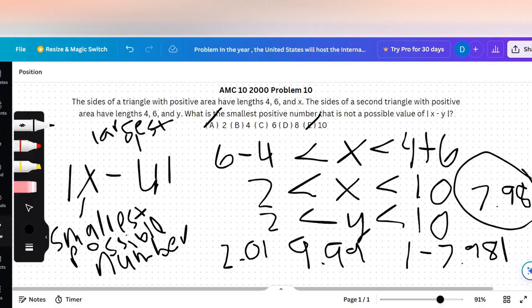And even if we try, let's just say 2.000001 or 9.999999, we still can't get 8, because the triangle restricts us. If you have 10 as y, which we can't do, and 2 as x, which we can't do either, then we can get 8. But the inequalities of the triangle restrict us. So the smallest positive number that is not a possible value of the absolute value of x minus y is 8.